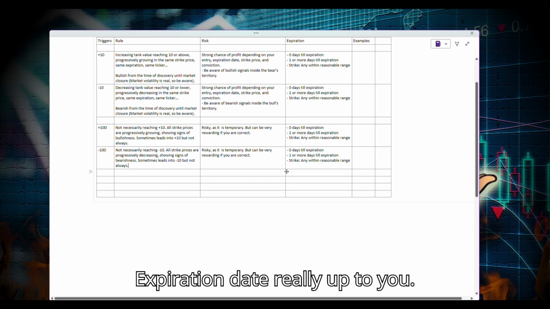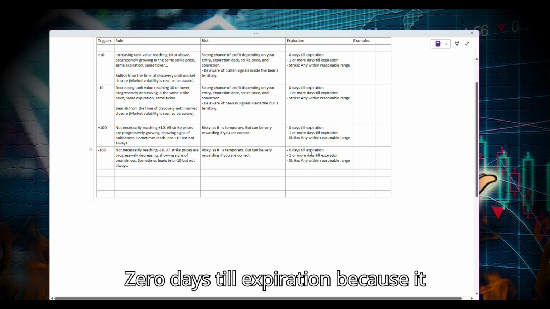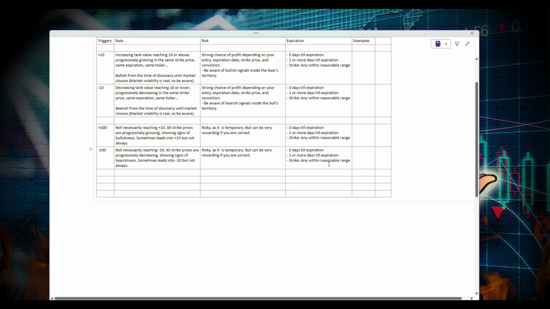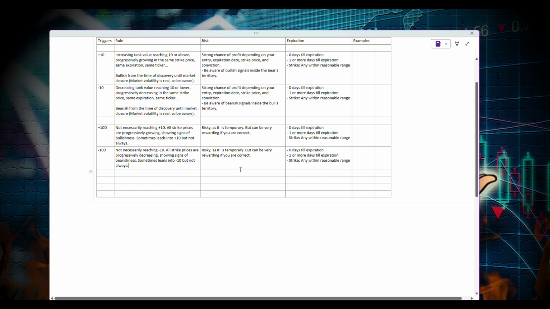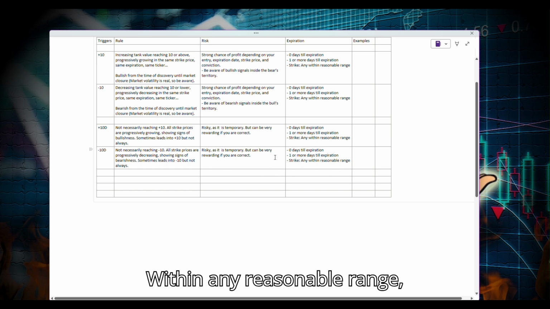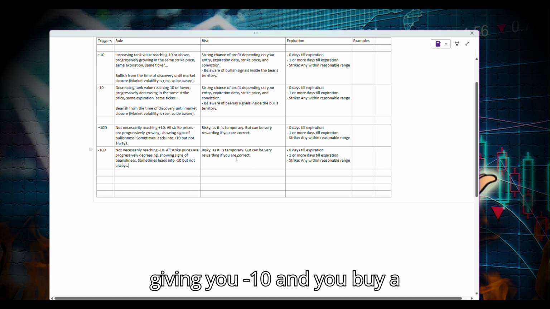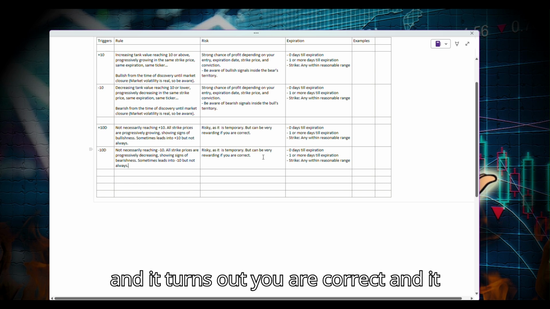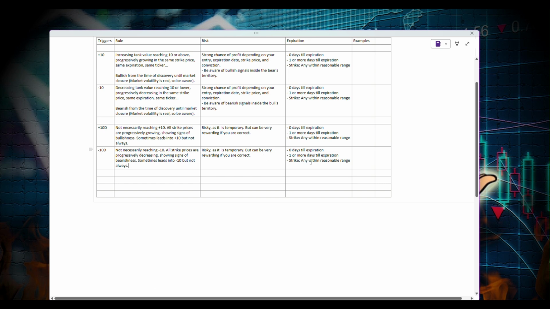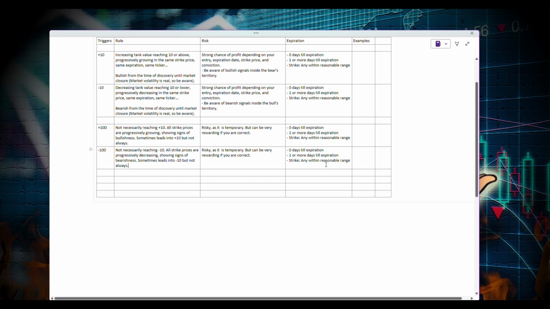Expiration date is really up to you. 0 days till expiration, because it is temporary, or 1 or more days till expiration within any reasonable range. If it's giving you a minus 10 and you buy an expiration of 0 DTE or more, and it turns out you are correct and it never gave you an opposite direction, then you could probably hold your position a little bit longer for more profit.